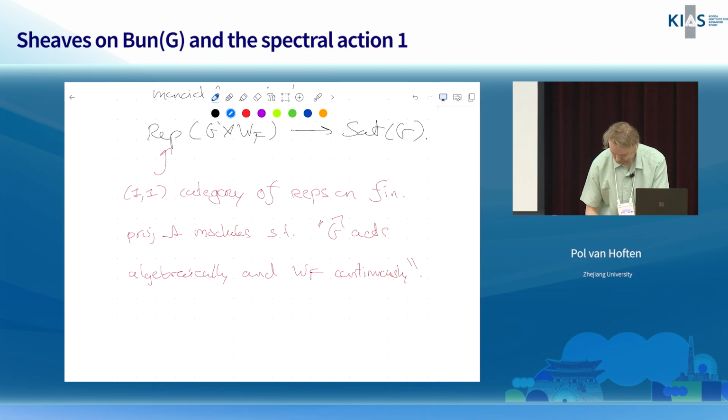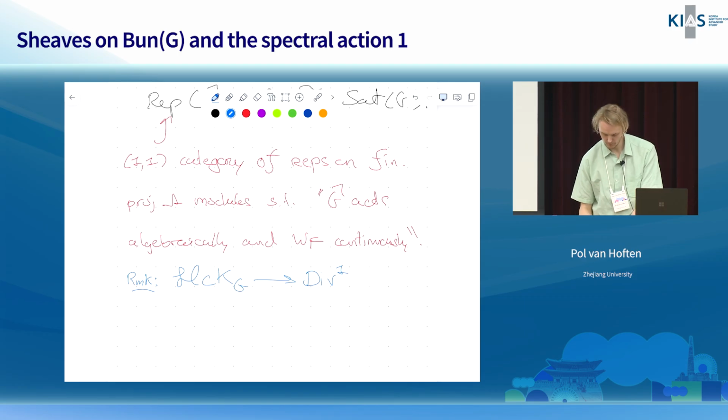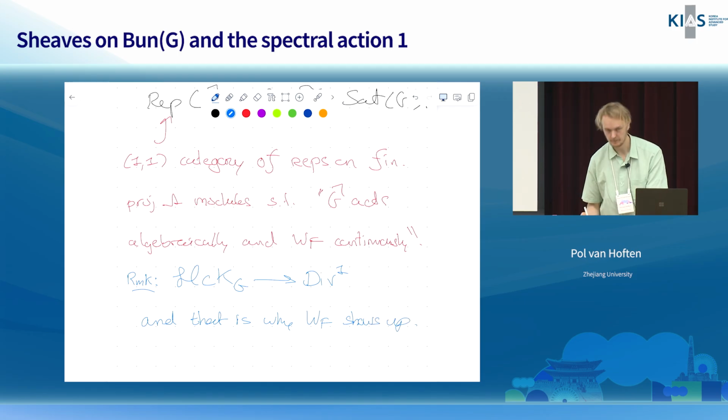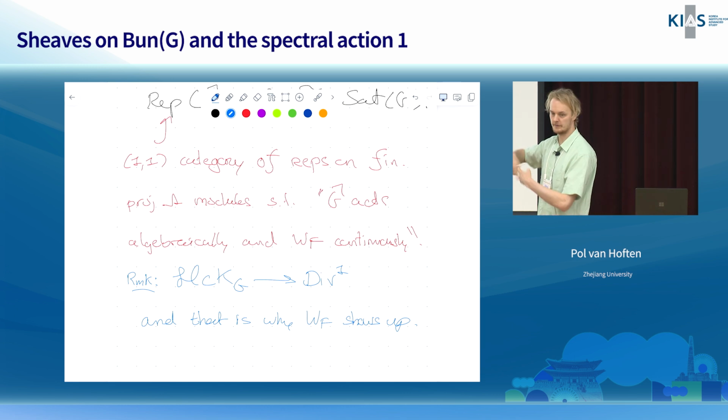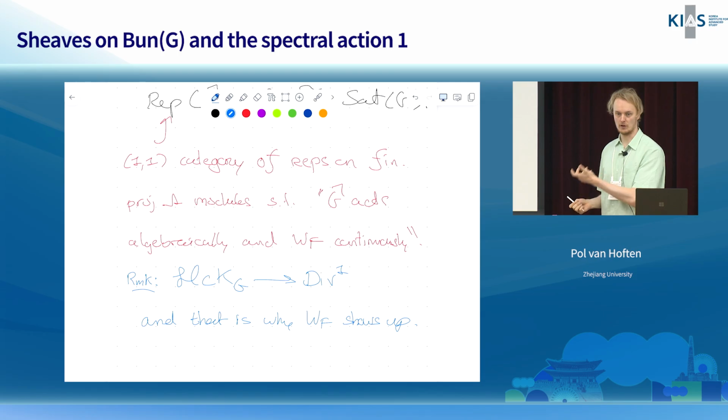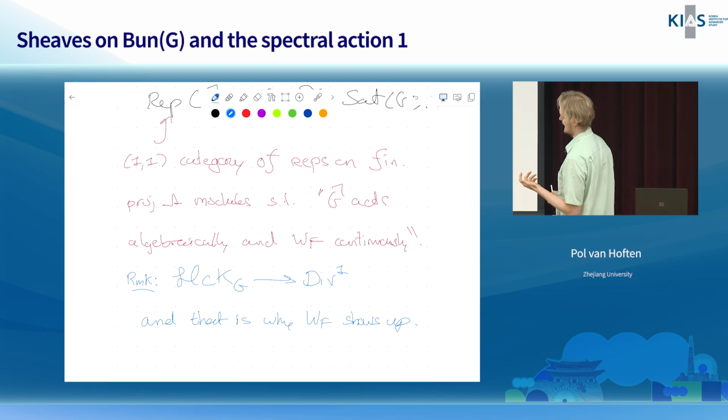So maybe a remark is that this local Hecke stack lives over Div1, and that is why W_F shows up. You might be more used to geometric Satake saying something like, I get representations of G hat, but Div1 has some Galois information. So that's why I also need to put Galois information into the Satake category.